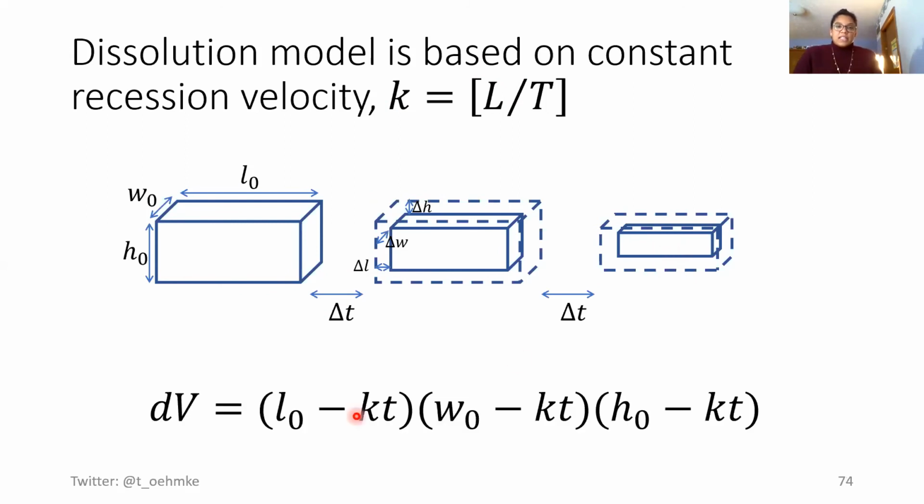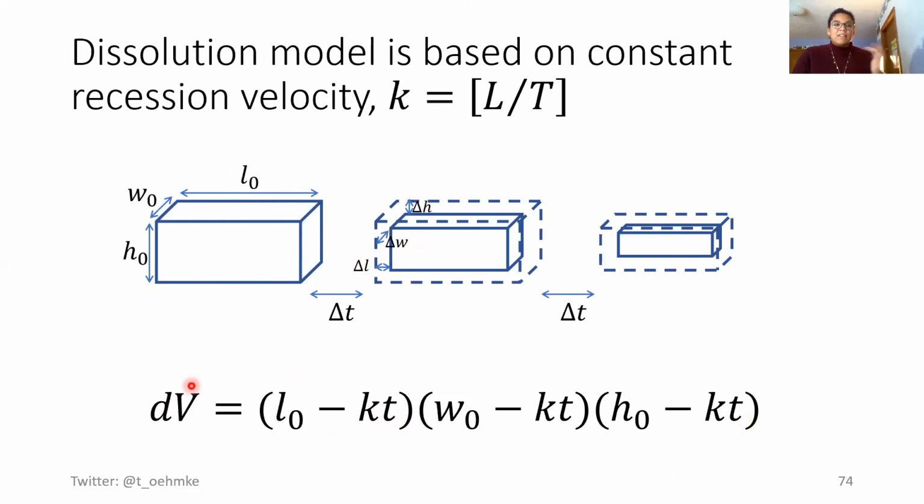Using this relationship, we can create a simple change in volume model. We say our volume, which is L times W times H, where L is equal to our initial length minus our recession velocity times whatever time it has been since we started. This gives us a value of length, and then we do the same thing for width and height.